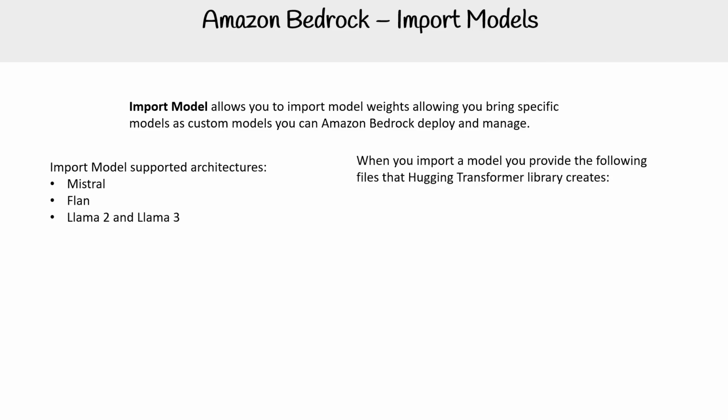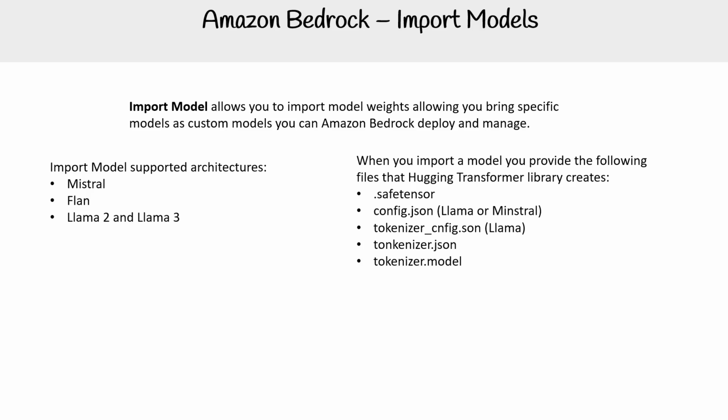When you import a model, you provide the following files that the Hugging Face Transformers library creates. So you have safetensors, config.json, and a tokenizer file. I think it's supposed to be JSON. It's not SUN, it's JSON. We have a tokenizer file, tokenizer.model.